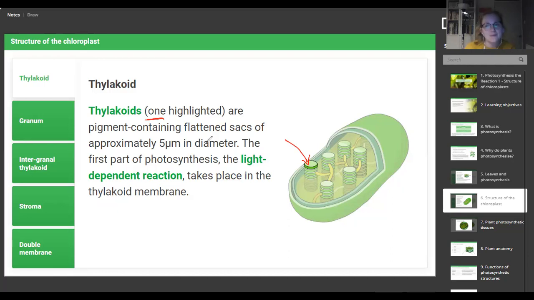It's a flattened sac, a pigment containing sac. So that's what makes it green, and it's where that light dependent reaction takes place.